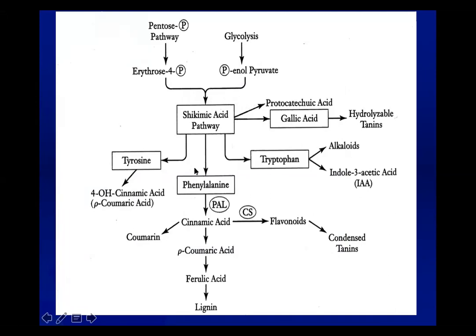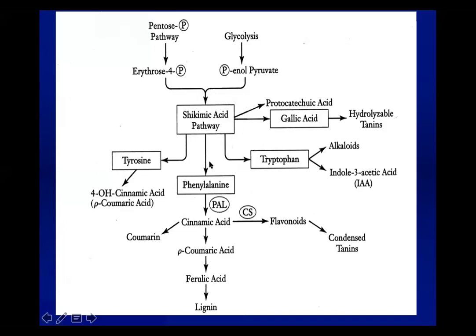Let us see a brief outline of the shikimic acid pathway. Here you can see the pentose phosphate pathway and glycolysis pathway generate erythrose 4-phosphate and phosphoenol pyruvate. Phosphoenol pyruvate is the product of the glycolysis pathway, and erythrose 4-phosphate is the product of the pentose phosphate pathway. When they react together, they generate a new pathway called the shikimic acid pathway. And the shikimic acid pathway is involved in production of 4-hydroxycinnamic acid or paracumaric acid.